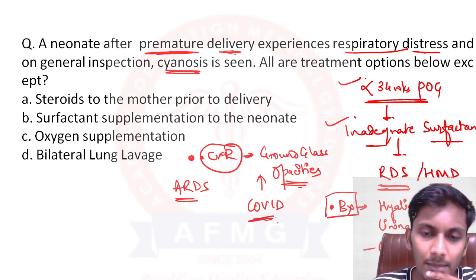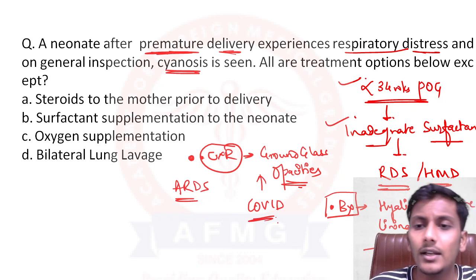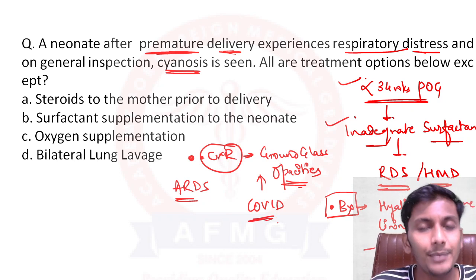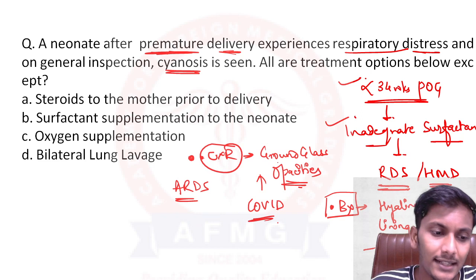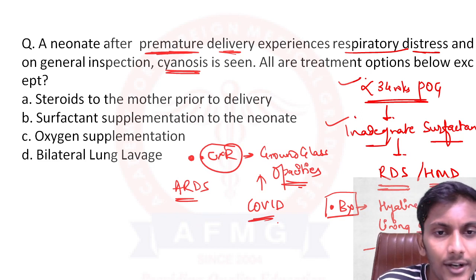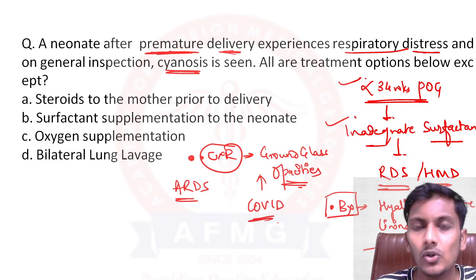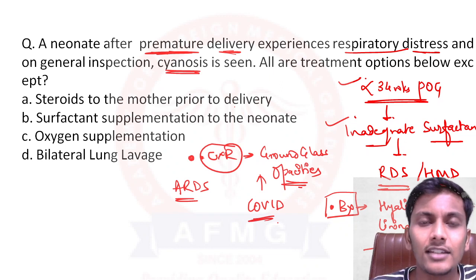Please remember, this is very much important, guys. Now apart from this, what are the treatment options that can be given to this child? Option A, steroids to the mother prior to delivery. As we all know, steroids are given to accelerate the surfactant production.